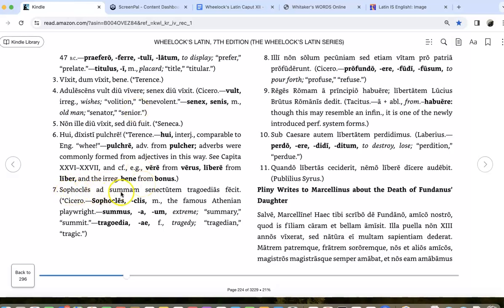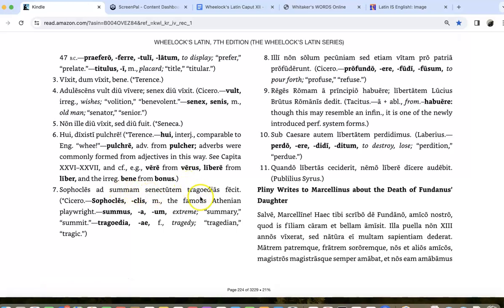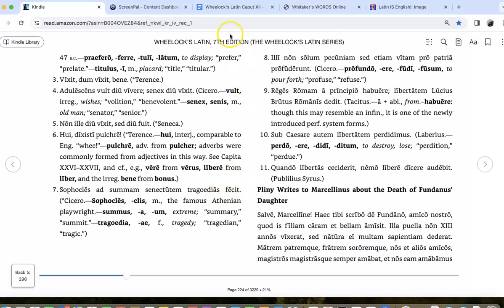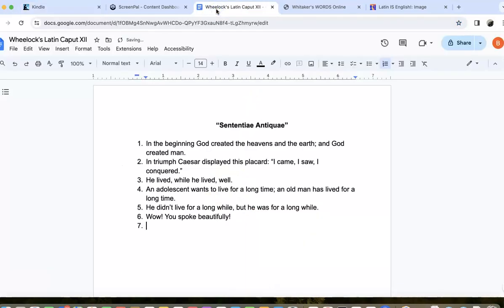Septem, Sophocles ad summum senectum tragedias fecit. So Sophocles literally made tragedies, probably say wrote tragedies, or produced. So Sophocles made tragedies well into old age, literally into the summit of his ages, or into extreme old age. So probably in English might say wrote, but here they have made. So I'm going to kind of keep that literal if possible.